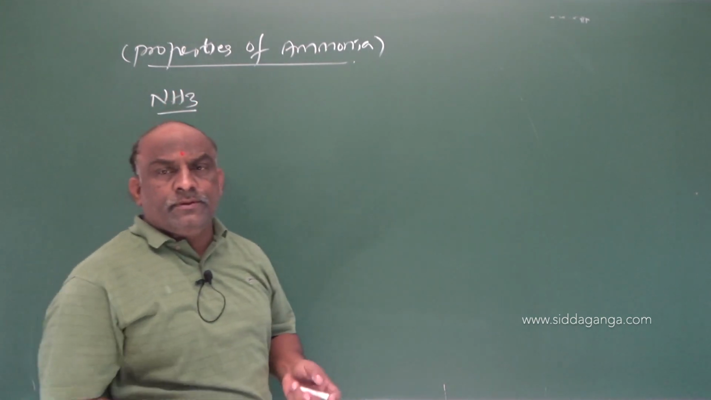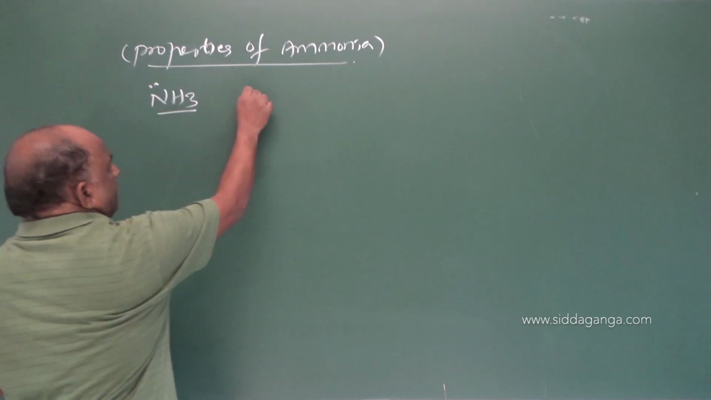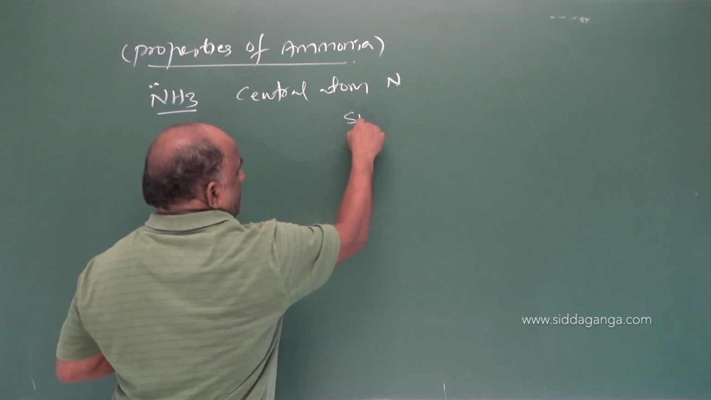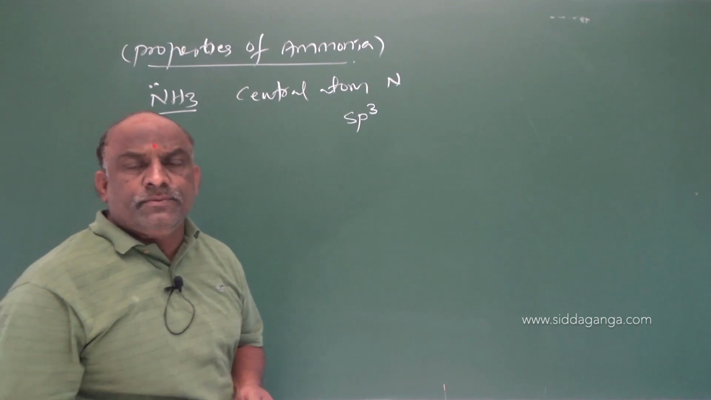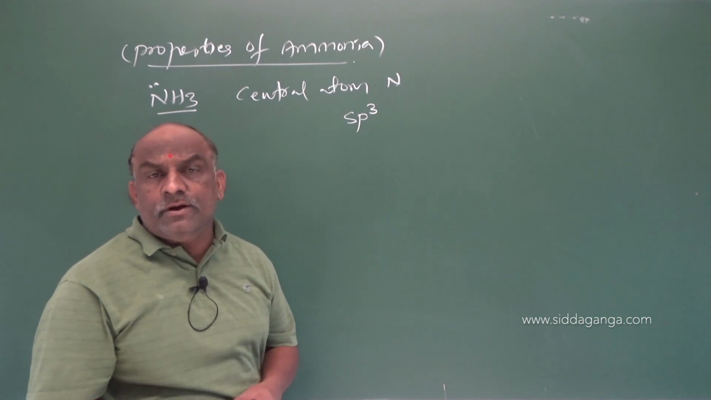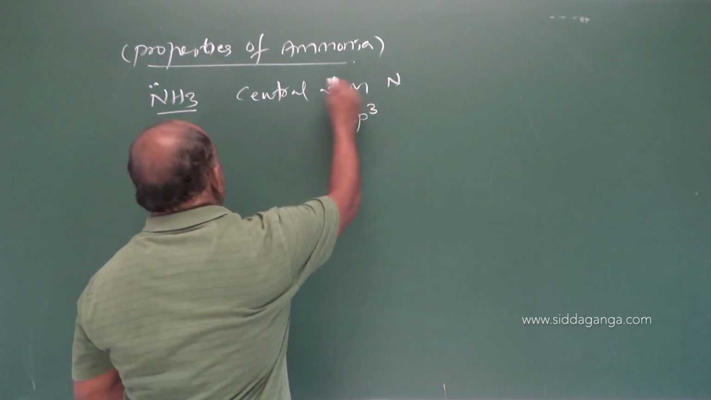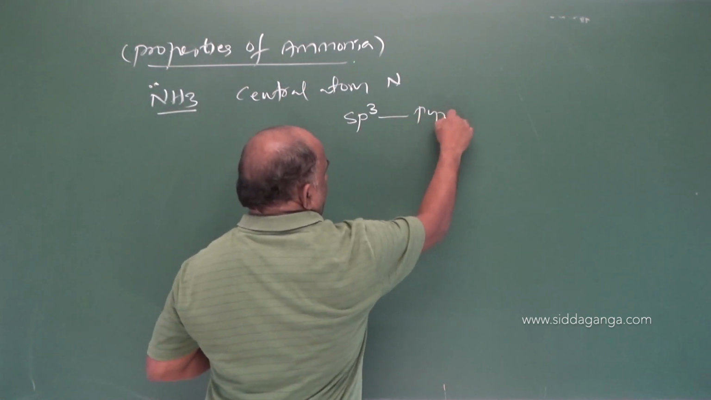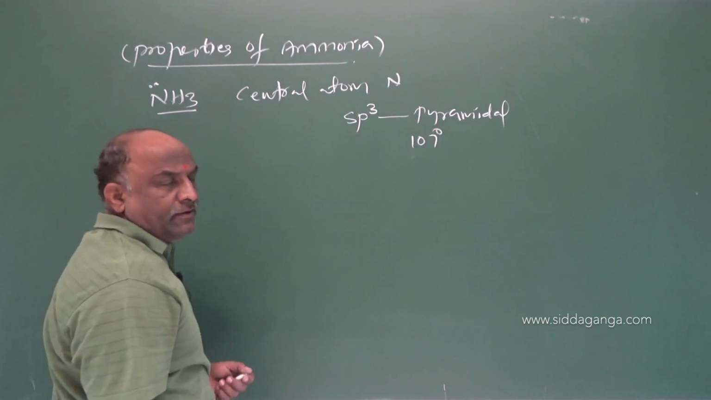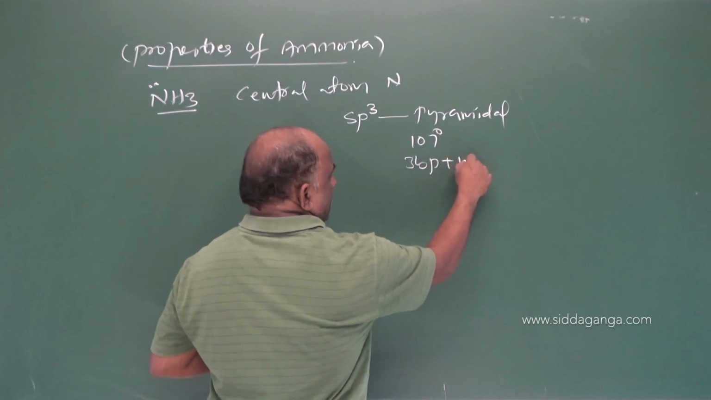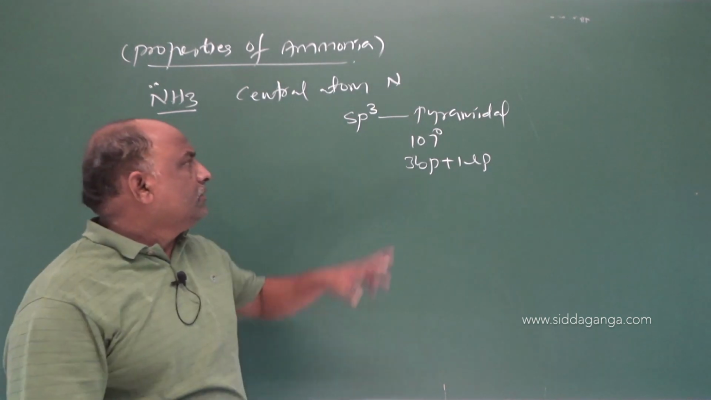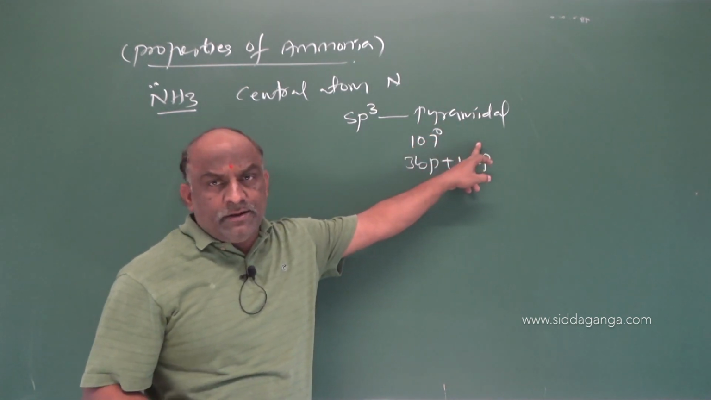Already we know that the central atom, nitrogen, has sp3 hybridization. The bond angle is 109 degrees 28 minutes and the shape of the molecule is tetrahedral, but due to the presence of one lone pair, it has a pyramidal shape and a 107 degrees bond angle. 3 bond pairs plus 1 lone pair take place in the ammonia molecule, and the shape of the molecule is pyramidal.